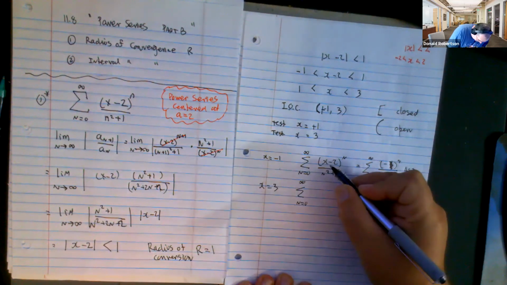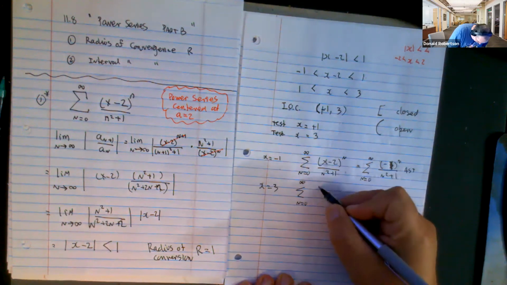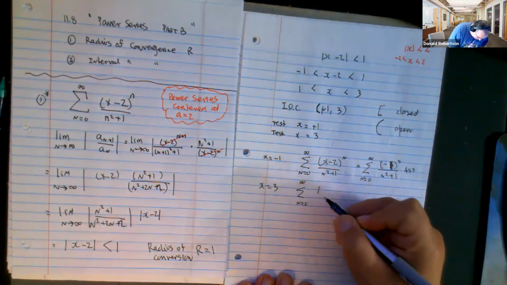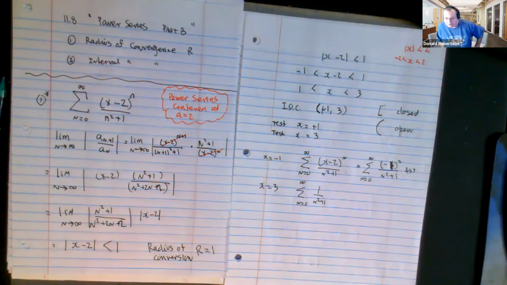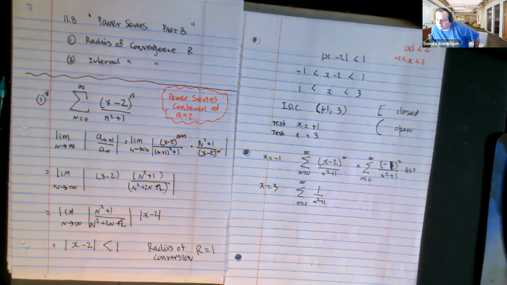If you plug 3 in here, you get 1 to the n, but isn't 1 to the n just 1? Right, 1 to the power of n is just 1. That guy also converges, and that one isn't going to be an alternating series. But what method would you use to prove that that one converges?